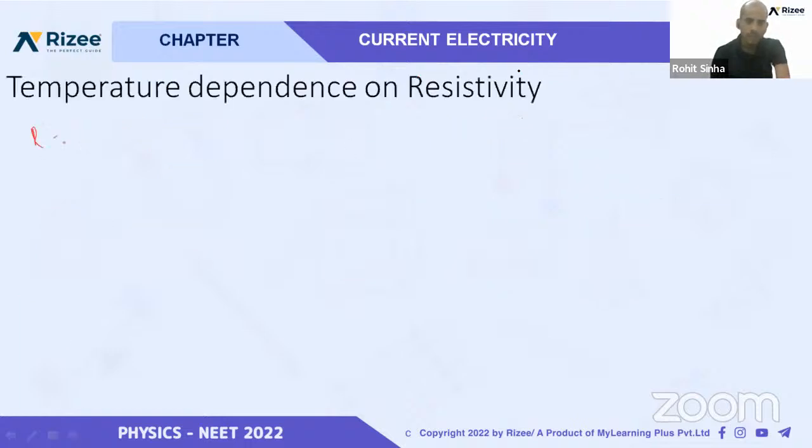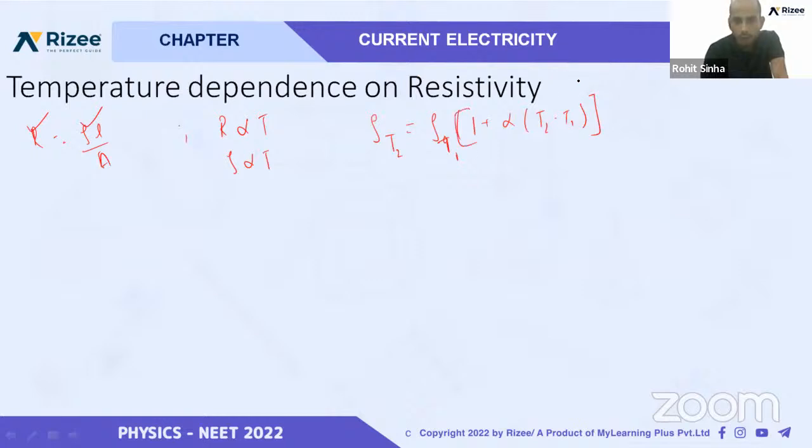Okay, now let us see this concept. What is resistivity? We know R is equal to rho L by A, where R is resistance and rho is resistivity. Resistance is proportional to temperature, and similarly resistivity is also proportional to temperature. Resistivity varies like this: at temperature T, resistivity is defined as rho naught (1 plus alpha T). If we are saying at T2 and T1, then it is (T2 minus T1) like this. This is the formula of resistivity.